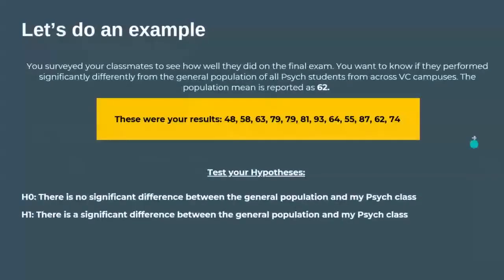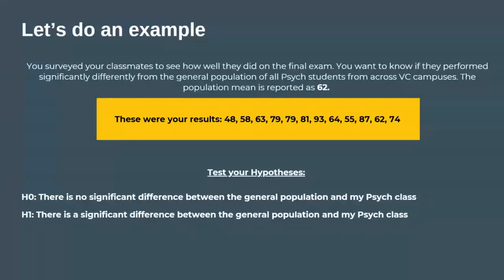So let's do an example. This is quite similar to a scenario you might be given. It wouldn't be too involved. It would be a pretty simple scenario, just giving you a little bit of context and the values that you need.